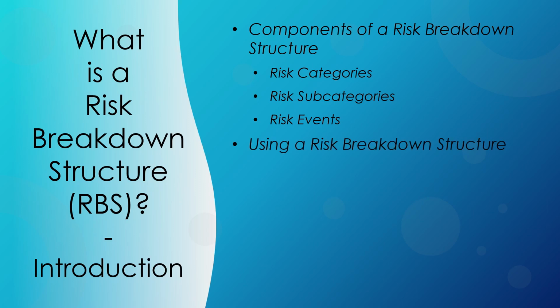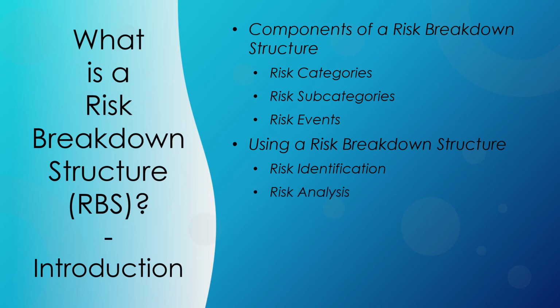Project managers use the risk breakdown structure throughout the risk management process. Here's how the RBS is typically applied. During risk identification, the RBS helps project teams systematically identify risks by considering each category and subcategory. This structured approach ensures comprehensive risk identification and reduces the likelihood of overlooking critical risks.